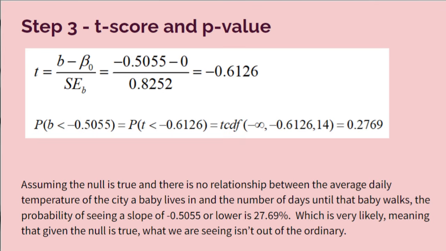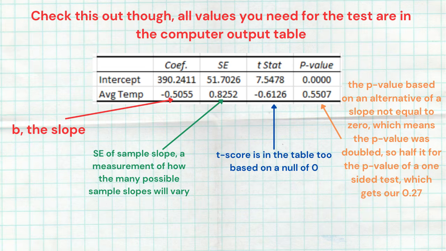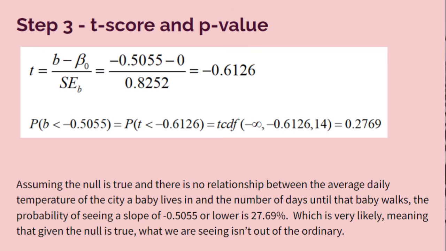So our p-value is the probability that any other sample slope b is more extreme than ours. Ours was negative, so in this case it's going to be less than that. That's going to be looking at a t-score less than negative 0.6126 in a t-model with 14 degrees of freedom. So we're going to use tcdf to find that value, and we get 0.2769. Now our conclusion with that p-value is going to be to fail to reject the null.